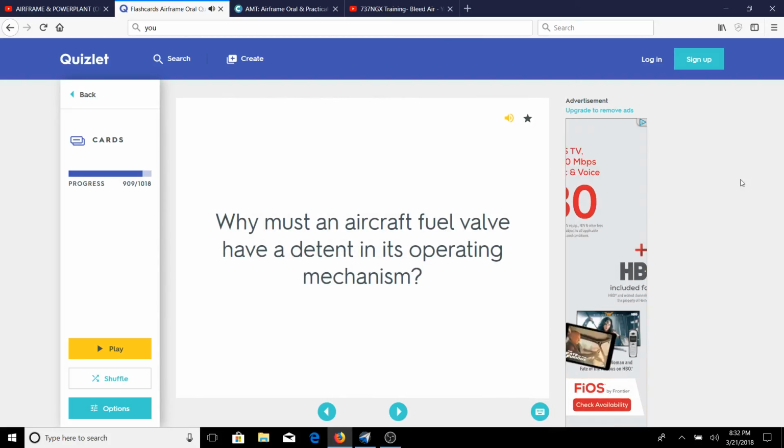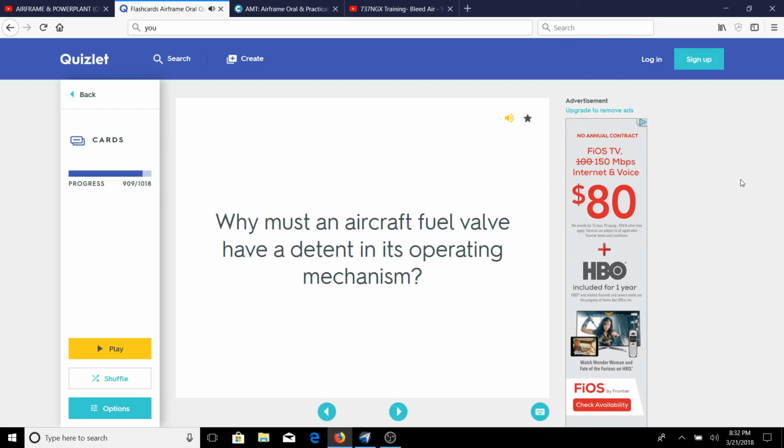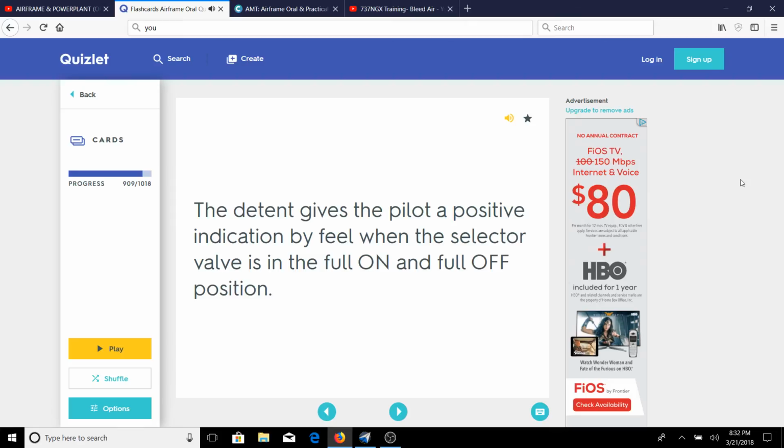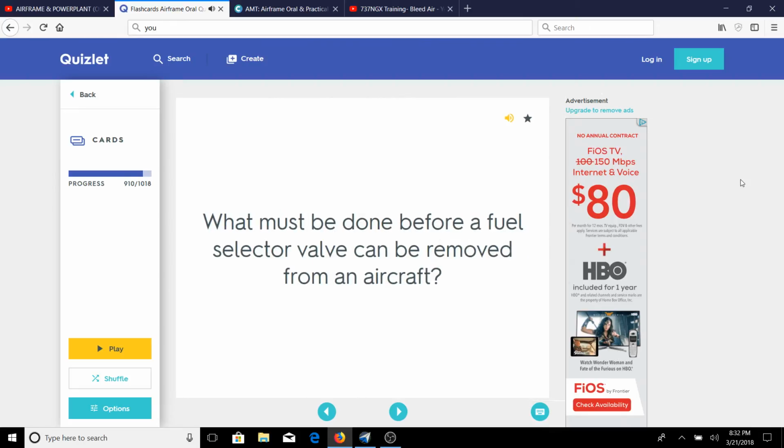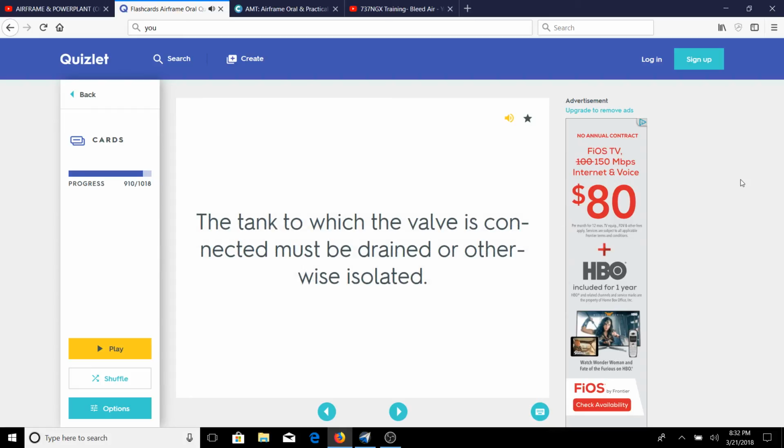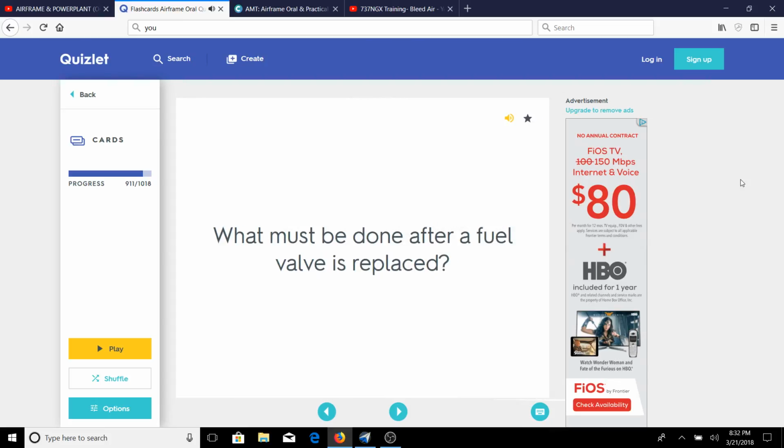Why must an aircraft fuel valve have a detent in its operating mechanism? The detent gives the pilot a positive indication by feel when the selector valve is in the full on and full off position. What must be done before a fuel selector valve can be removed from an aircraft? The tank to which the valve is connected must be drained or otherwise isolated. What must be done after a fuel valve is replaced? The fuel system must be checked for leaks.